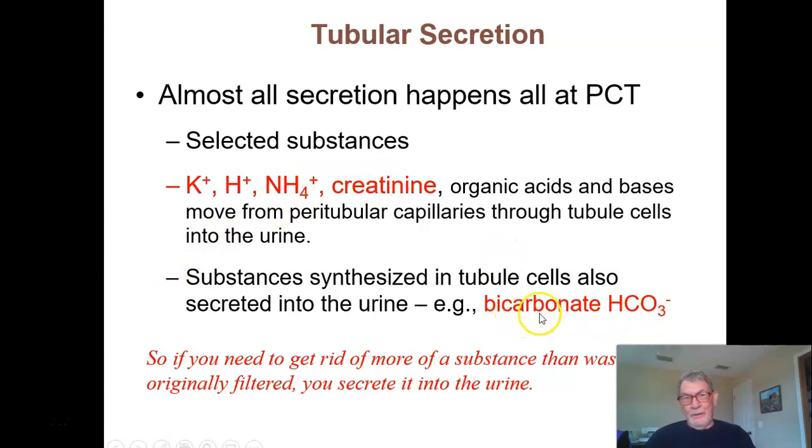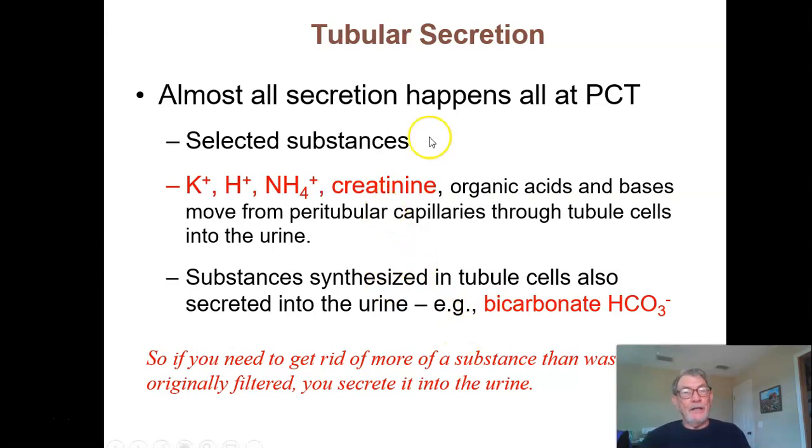Bicarbonate is your base. Remember, we make bicarbonate all the time to neutralize stomach acid. It comes out of the ductal cells and stuff. We're always making bicarbonate. We make bicarbonate to carry our CO2 back to the lungs. Bicarbonate is base. Hydrogen is acid. We'll have our acid-base balance lecture next. That will be our next lecture.